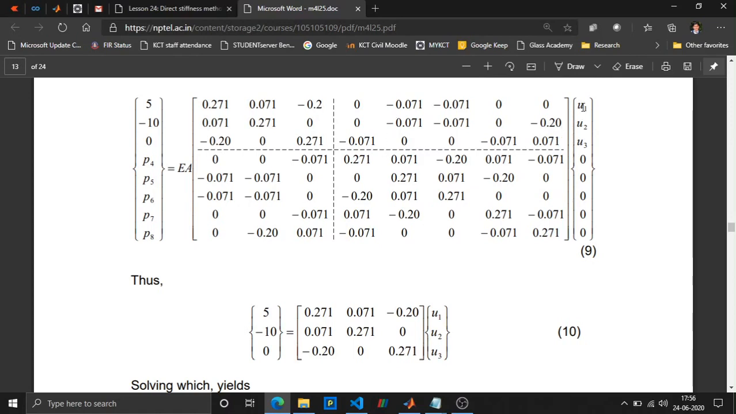Similarly here, it has only rows. So the first, second and third rows are taken. So this is much simpler to solve. We can find what the unknown displacements are. Once we know the unknown displacements, you can use those values in this entire matrix and find what all the unknown forces or support reactions are.